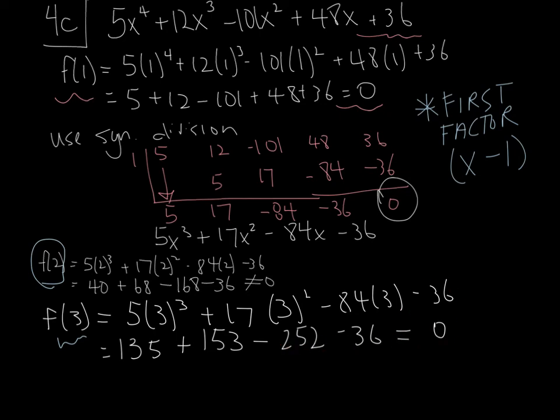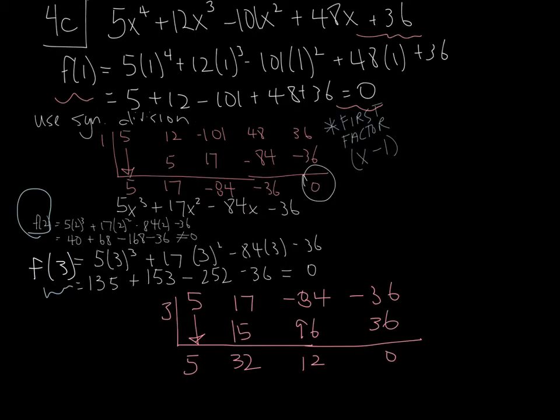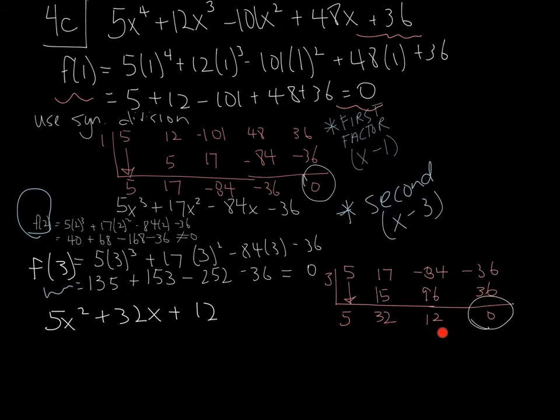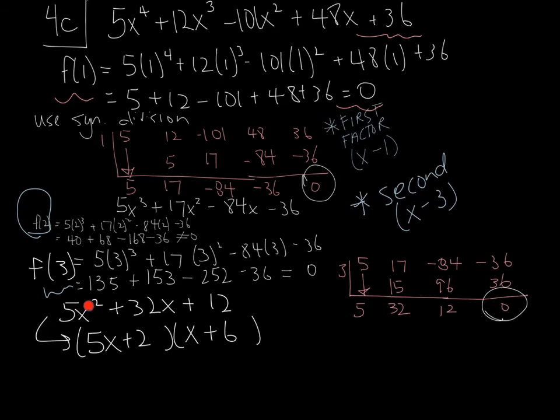So I'm going to use synthetic division again, only on this polynomial, in order to get the next level. As expected, we got a remainder of 0 when we divided 5x cubed plus 17x squared minus 84x minus 36. And then we ended up getting this here, which translates into 5x squared plus 32x plus 12, and I want to see if I can factor that any further. So 5x squared plus 32x plus 12 factors further to 5x plus 2 and x plus 6.